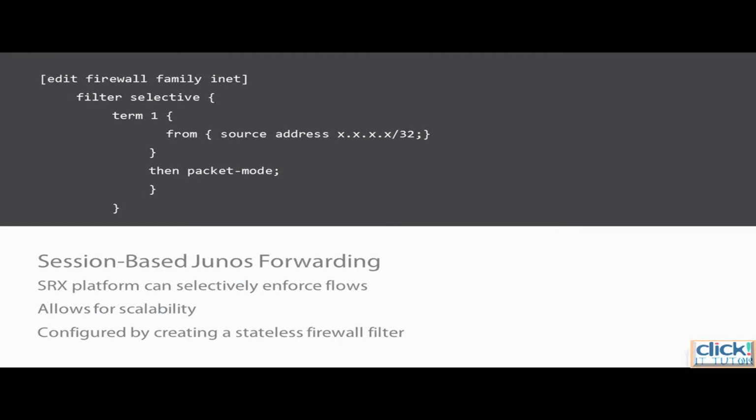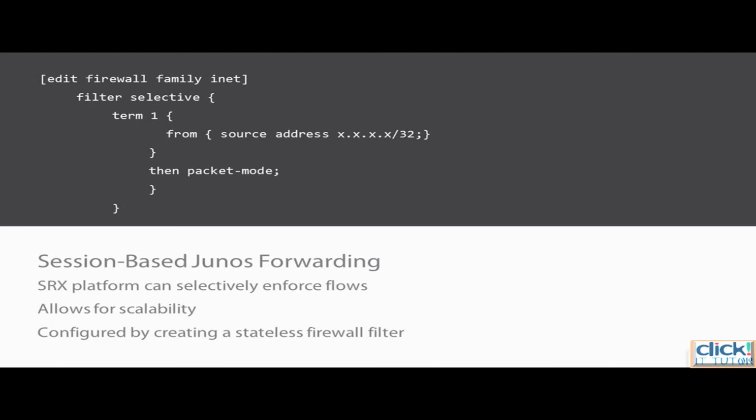Branch SRXs can selectively enforce flows as being packet-based. This allows higher scalability and can be configured on the CLI by creating a stateless firewall filter. As you can see in this configuration, we are in the edit firewall family inet configuration hierarchy, and we have a filter named selective with one term from source address, the address, and then the term then packet-mode, and applying it to the inbound interface with edit interface ge-0/0/1 unit 0 family inet filter input selective.